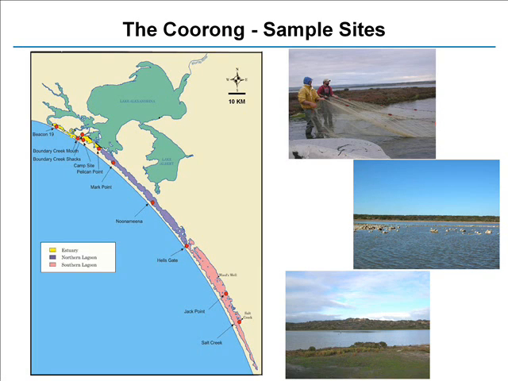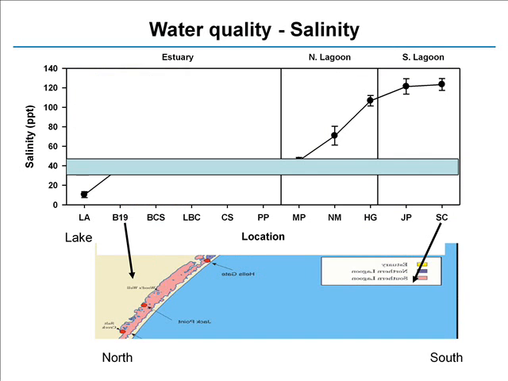This diagram just illustrates the sampling sites ranging from the estuary to the northern and southern lagoon. And this diagram here illustrates the water quality along that lagoon in terms of the salinity. We're starting at Lake Alexandrina here, moving along the Coorong, and what you can see is that there are very few sites which we would characterise as being marine. You can see these sites up the north and south lagoon being quite hypersaline, reaching salinities up to 120 parts per thousand.